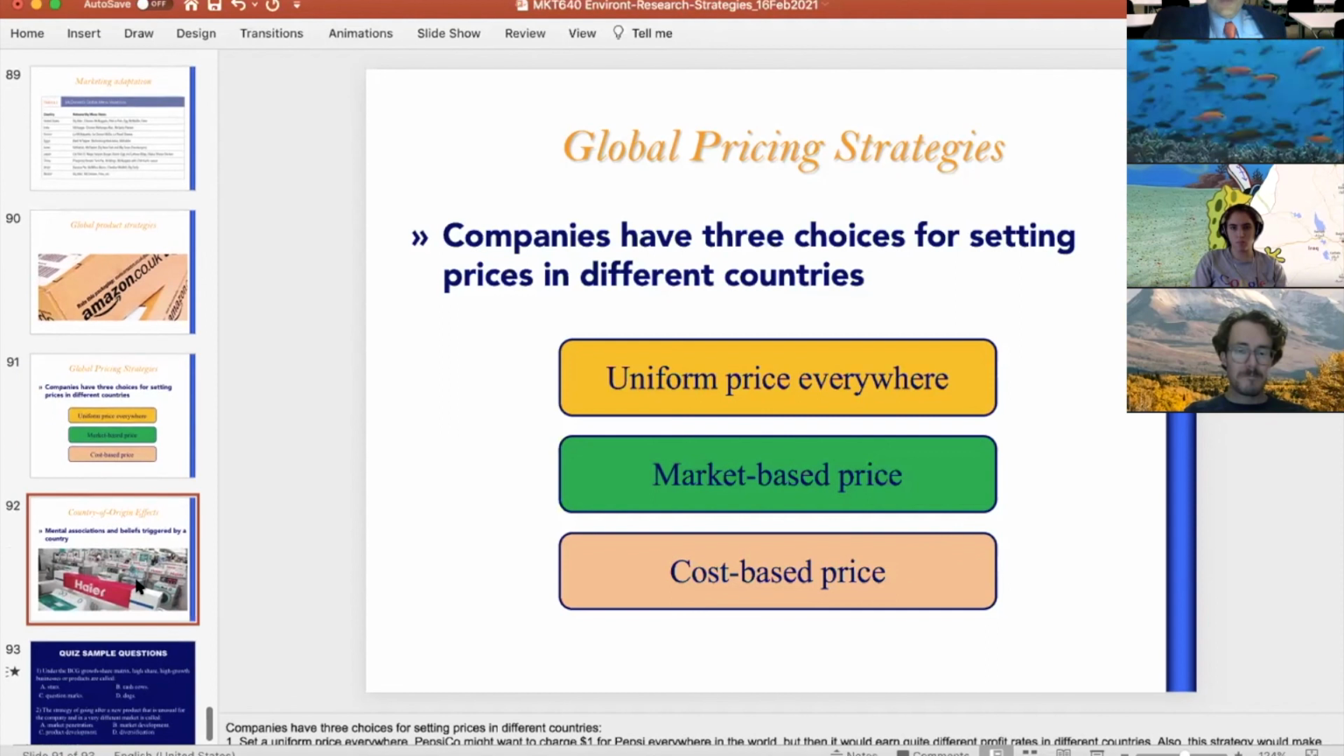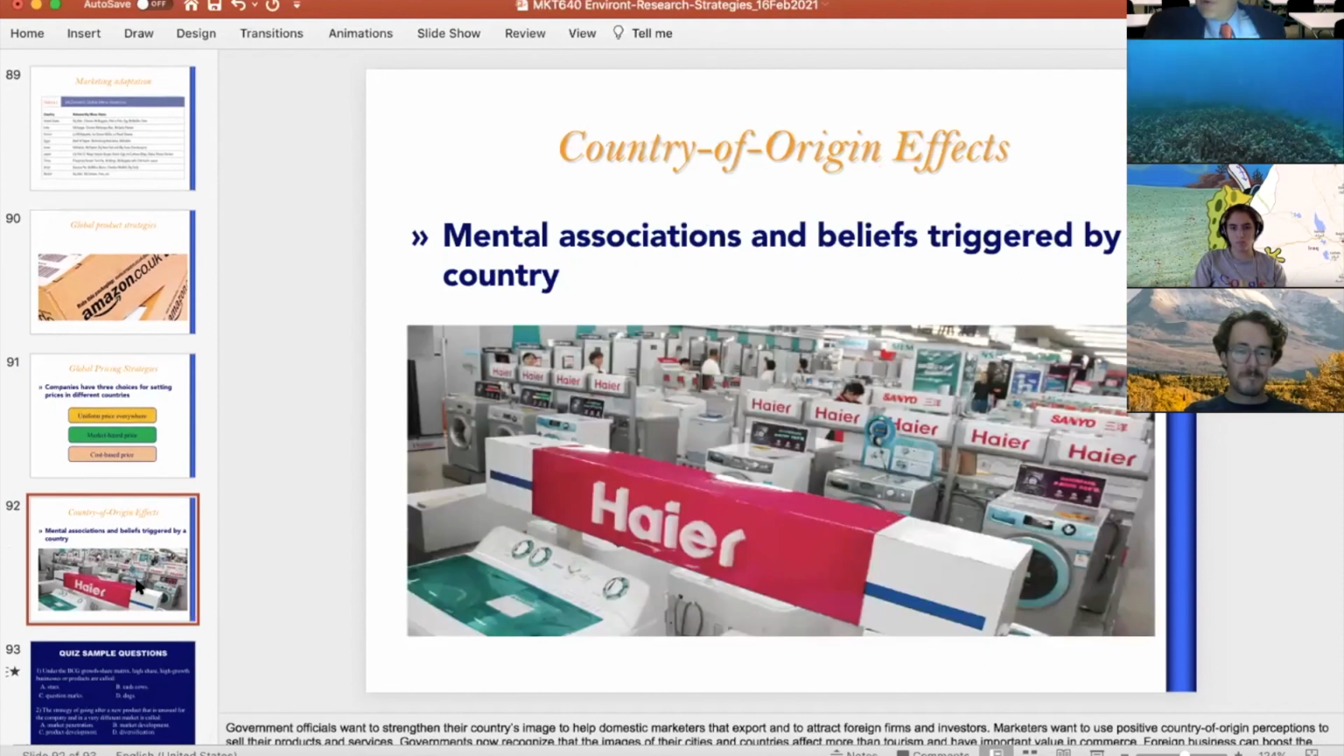So different countries have different perceptions of what you think is important.